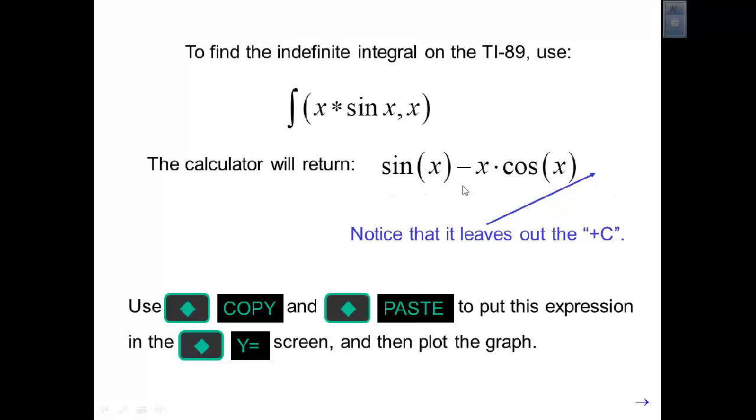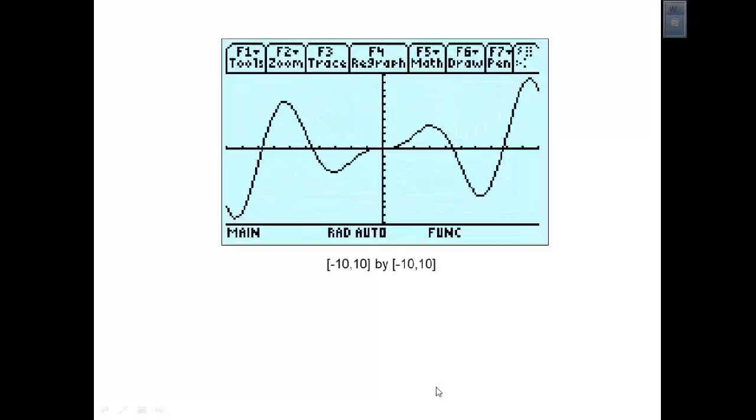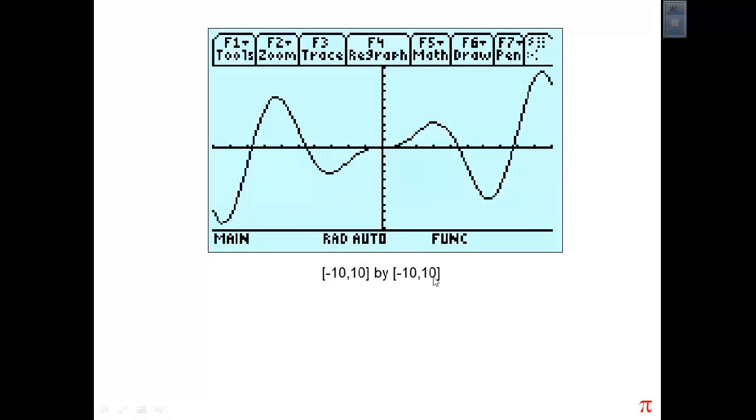Now, if you wanted to graph this thing, you've already taken your antiderivative, then you could put that thing in there and graph it, and that's what it looks like. Like I said, you're not going to have to graph indefinite integrals very often, if at all. So don't worry too much about that.